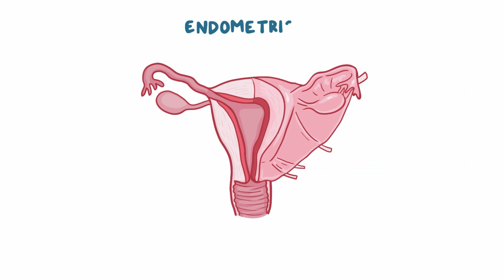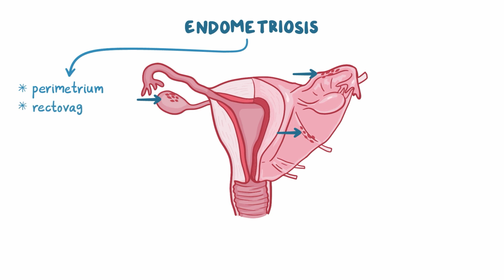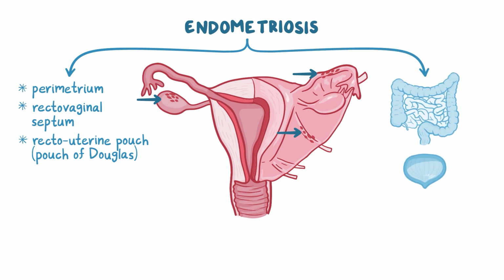In endometriosis, the cells that make up the endometrium migrate and implant themselves in other parts of the body. Once there, they'll set up camp and start growing to form a mass of endometrial tissue. Most often, this affects the ovaries, fallopian tubes, and uterine ligaments. But it can also affect other structures in the pelvis and abdomen, like the perimetrium, the rectovaginal septum, the rectouterine pouch, also called the pouch of Douglas, and even the intestines or bladder.